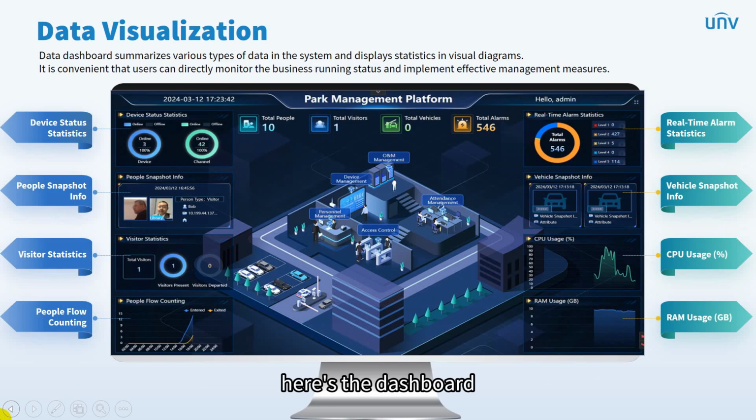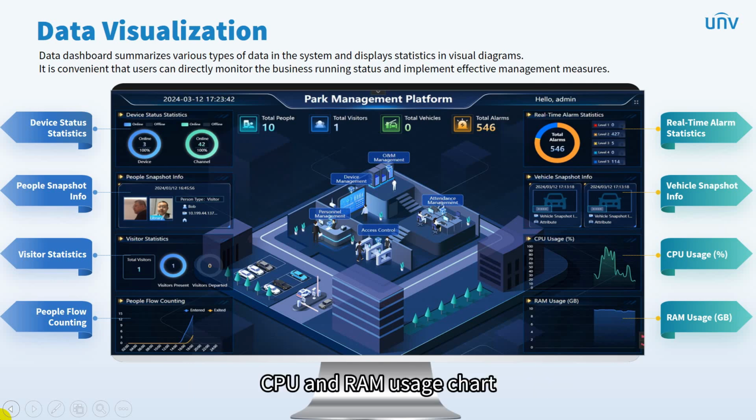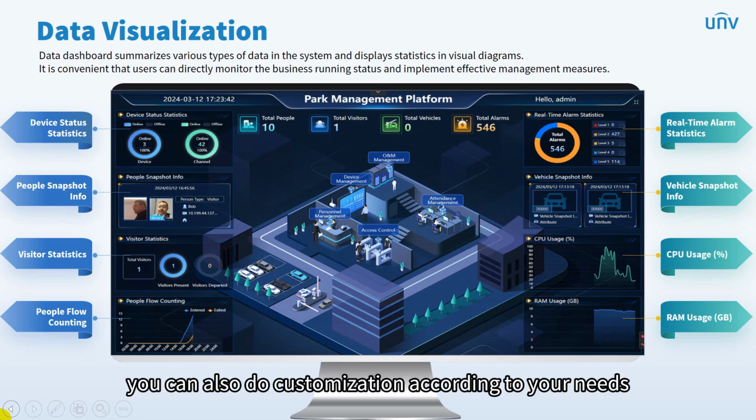Here's the dashboard. We can see device status, face snapshot, visitor, and people flow statistics on the left. And on the right side, here are alarm statistics, vehicle snapshot, CPU, and RAM usage chart. You can also do customization according to your needs.